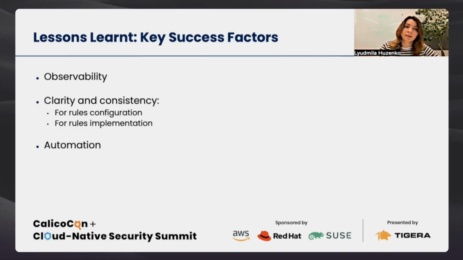The second thing is clarity and consistency. Before starting your implementation, it's always good to have a final picture of your network scheme and a plan how you are implementing it step by step. For example, you can take advantage of my previous suggestion and group your applications into certain namespaces, create the picture of your network policies, create the tiers, and create the plan how to implement all of them.